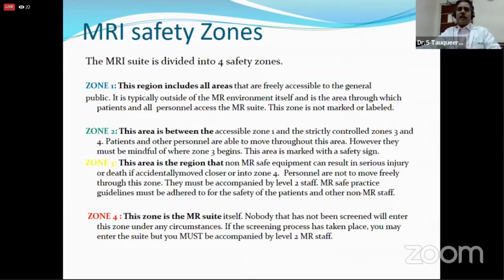We need to understand that if we fail to demarcate these zones, then we are ready for disasters to happen. If people are allowed to have free access to zone 2 and zone 3 and zone 4, then the disaster is going to happen, and it's going to be a bad name for the department, for the hospital, and for the institute.